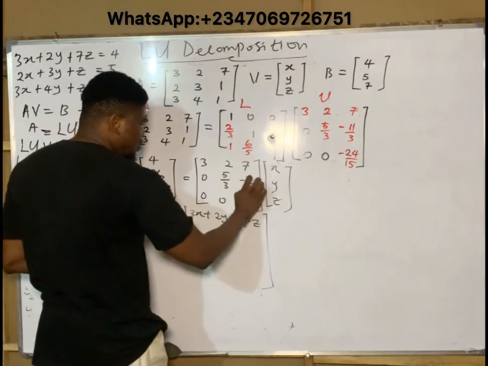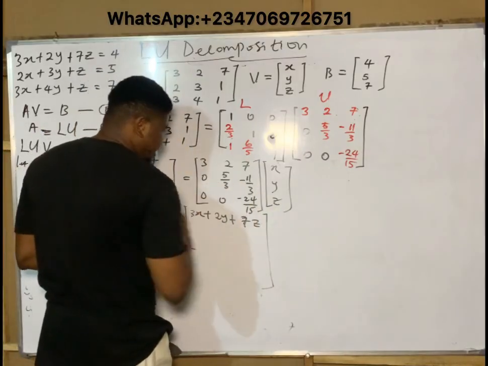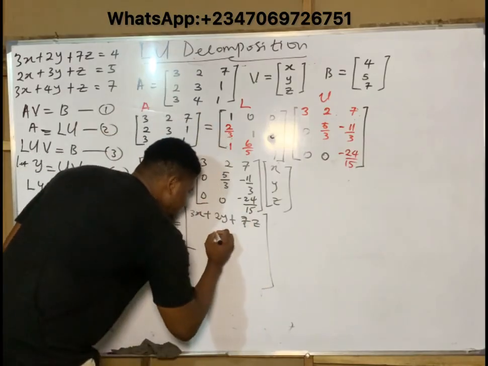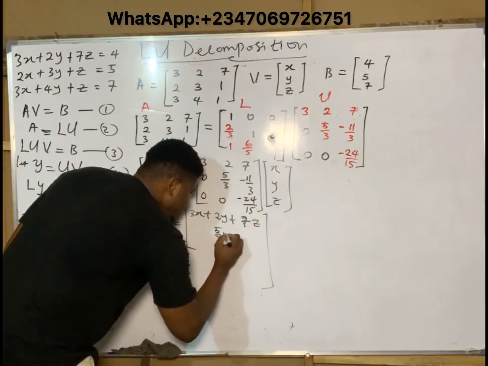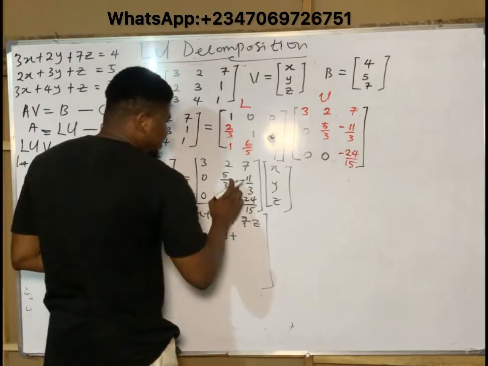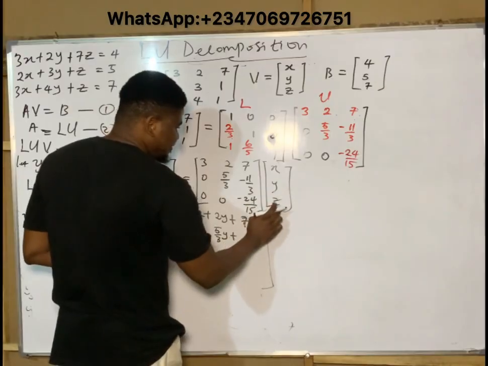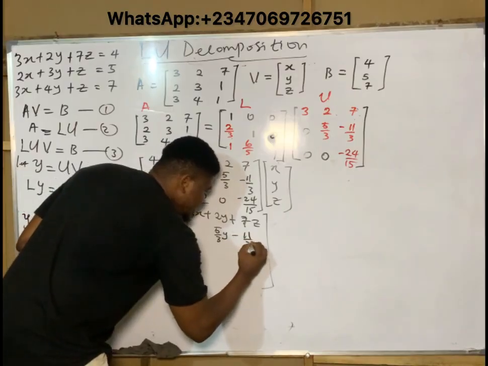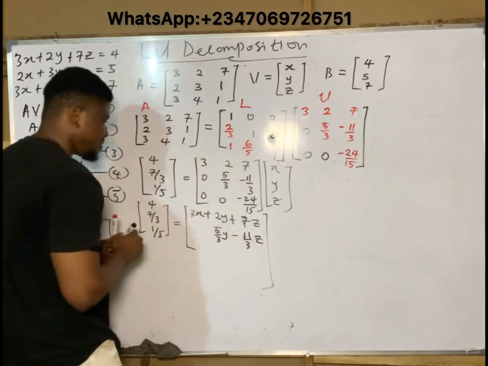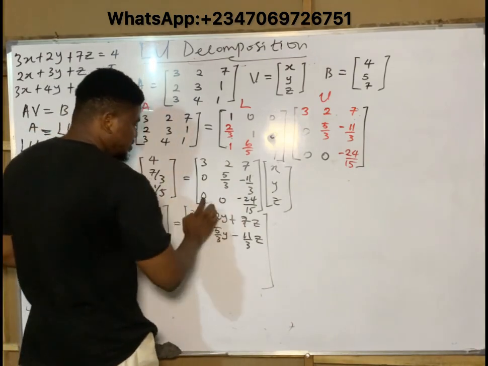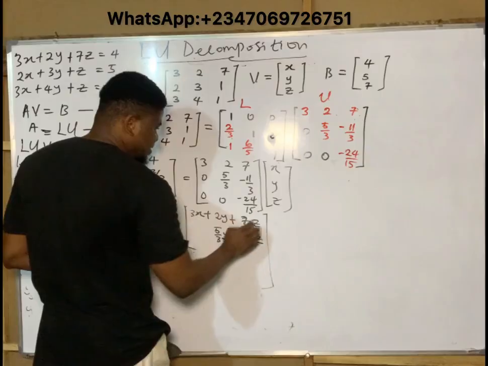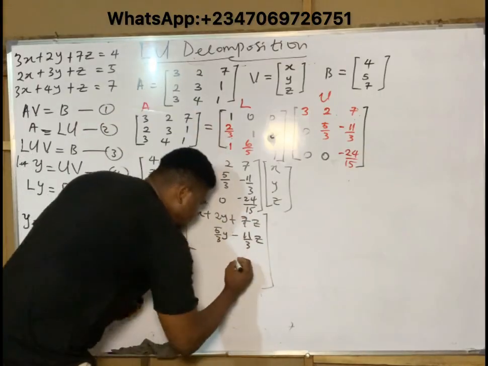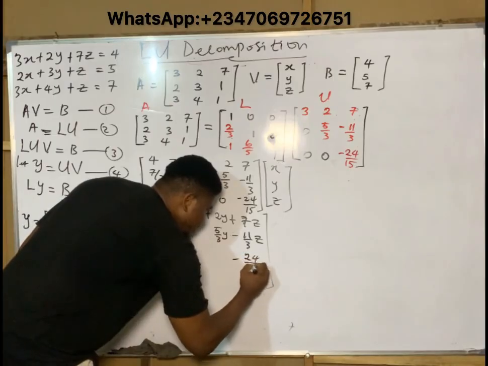We'll move now to the second row. 0 times X, which is 0, plus 5 over 3 times Y gives us 5 over 3Y, plus negative 11 over 3 times Z. So this can be negative now, so minus 11 over 3Z. We'll move now to the third column. 0 times X is 0, 0 times Y is 0, negative 24 over 15 times Z. We'll have negative 24 over 15Z.